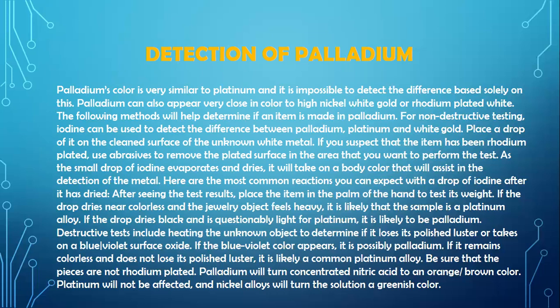Destructive tests include heating the unknown object to determine if it loses its polished luster or takes on a blue-violet surface oxide. If the blue-violet color appears, it is possibly palladium. If it remains colorless and does not lose its polished luster, it is likely a common platinum alloy.